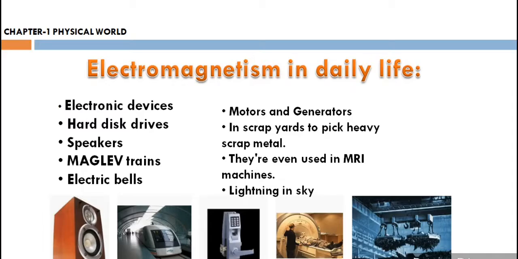MRI, whenever you have a problem in ligament, muscles, you have to go for an MRI scan. So they see our internal problems and internal organs by the help of machines called MRI machines, magnetic resonance imaging. Also, a few atmospheric phenomena like lightning in the sky are also related to electromagnetism.